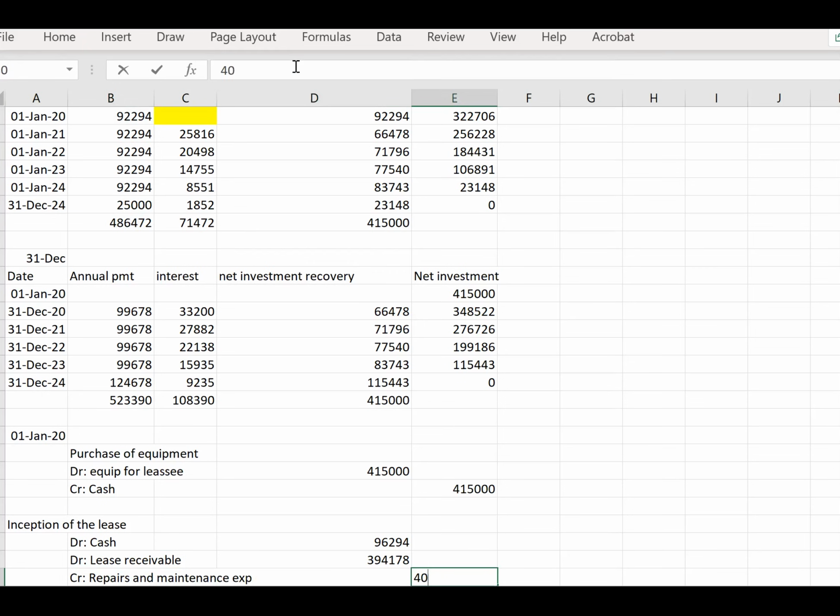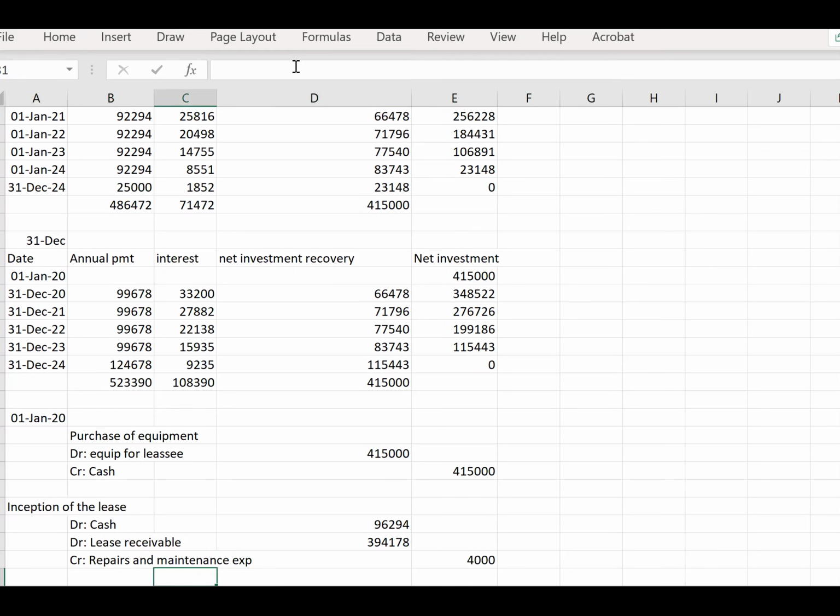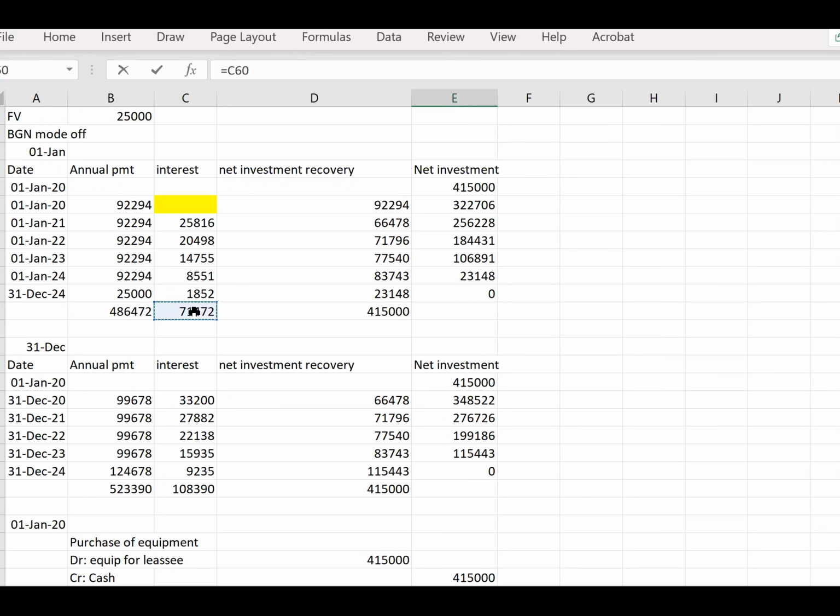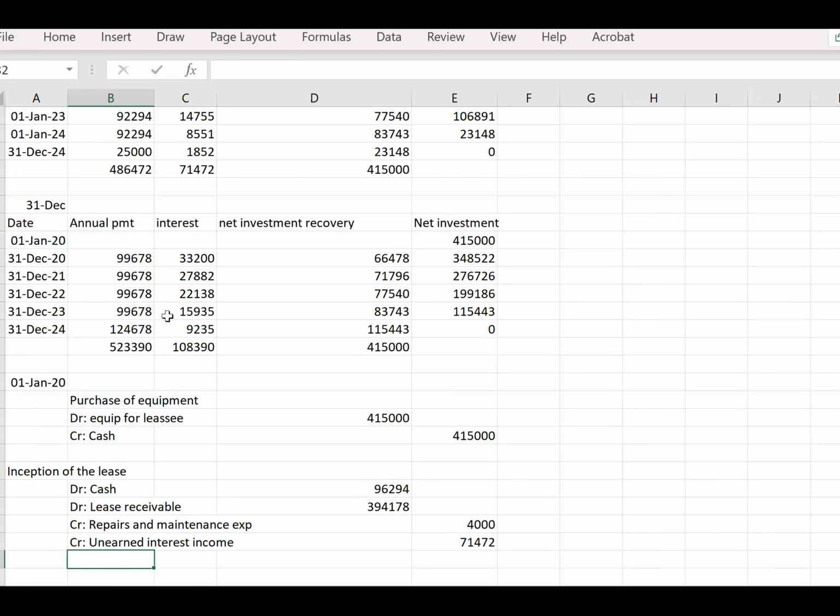And now we're going to have this $4,000. And then the difference is going to be unearned interest income. And that's going to come right from our schedule here at this total, $71,472. And we also need to take the equipment off because here we put equipment onto our statement of financial position and we need to clear that off. So now we're going to go credit this account here, equipment for lessee. And we're going to take this $415,000 off, one extra zero there.